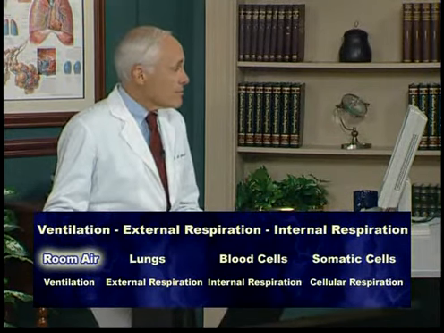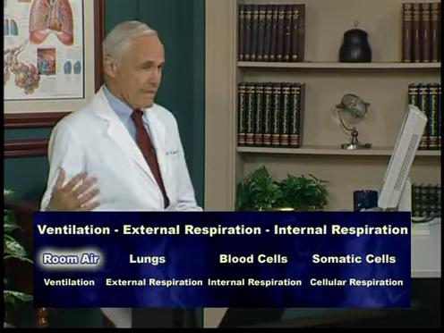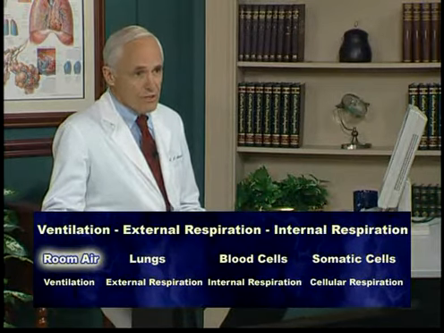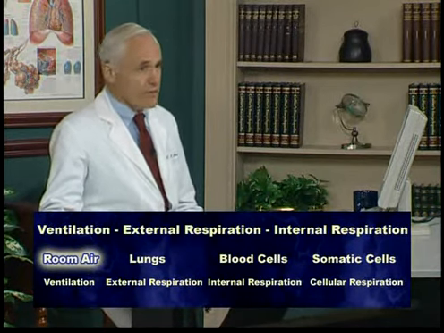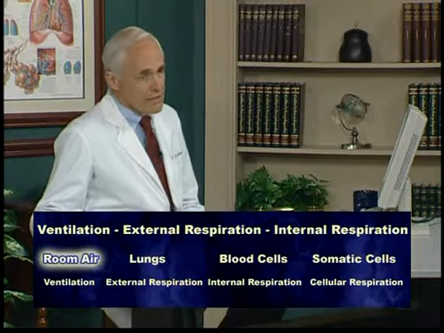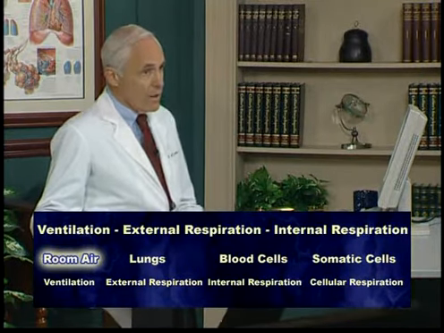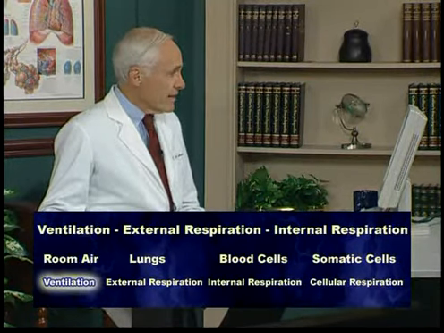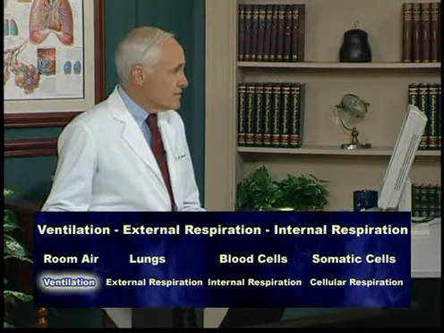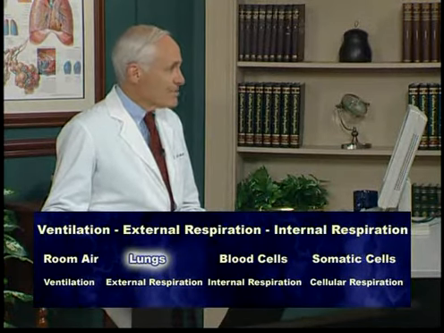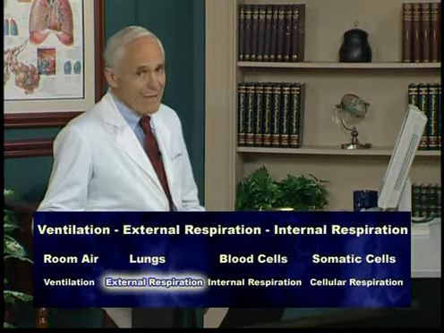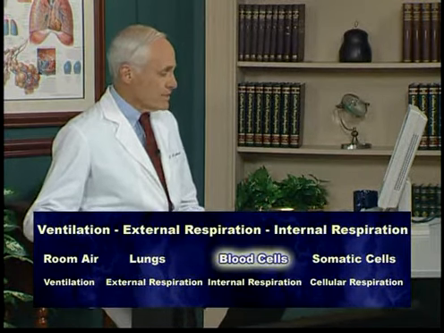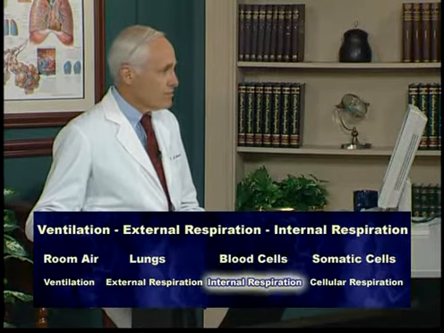The room air is the place where we take in a gas that is composed of about 80% nitrogen, which is inert and has no function at all in respiration, about 20% oxygen, and then a small amount, a fraction of a percent of other gases. This is the ventilation area. This moves into the lung in what's called external respiration, because it's on the external side of our system, and then we move into the blood cells in something called internal respiration.